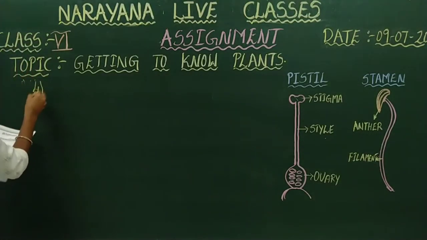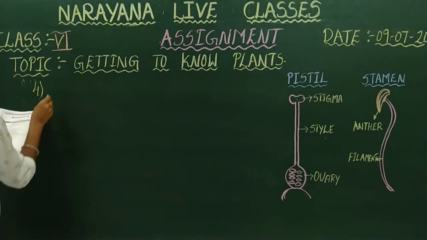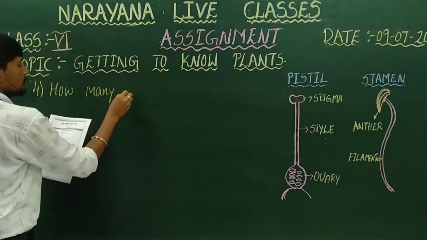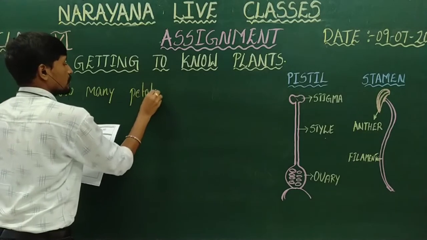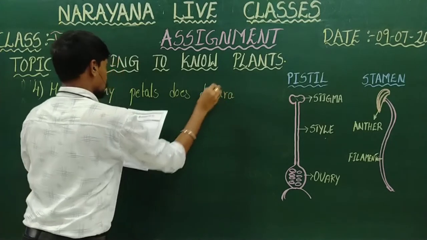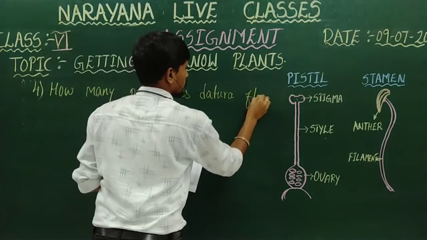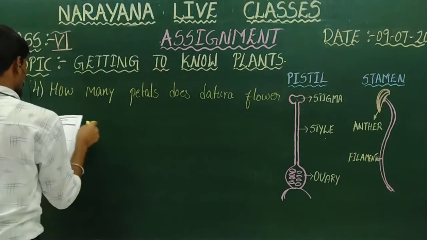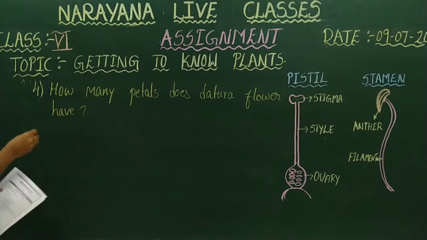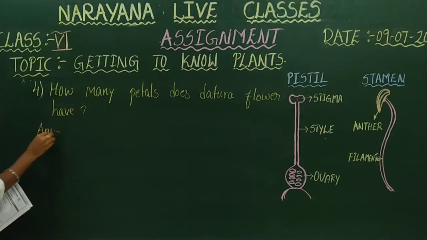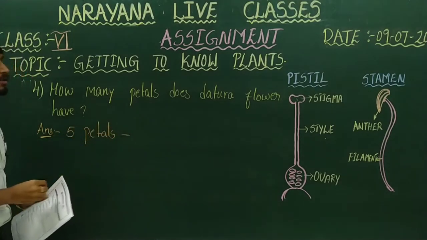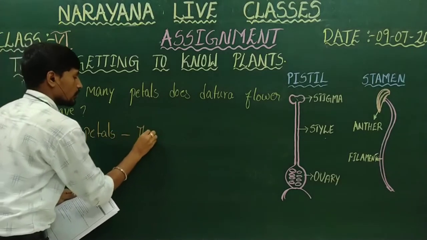And the fourth question, how many petals does Datura flower have? The answer is they have 5 petals, and all these 5 petals are joined together.